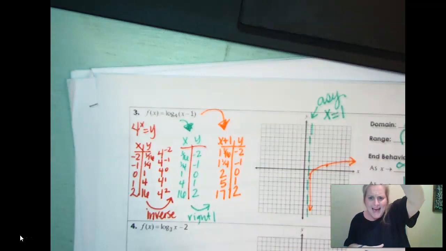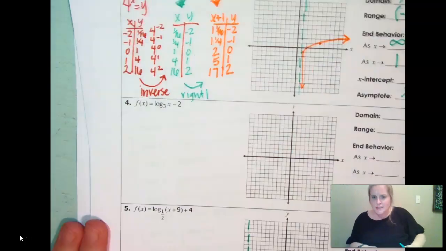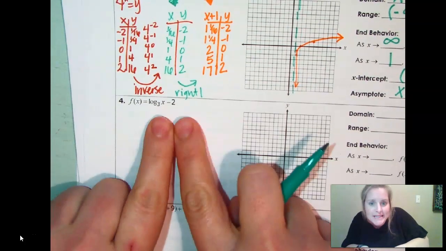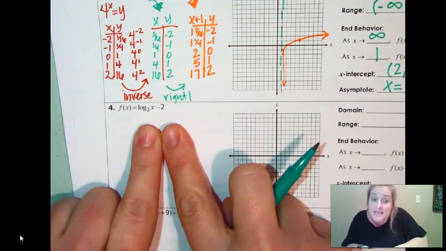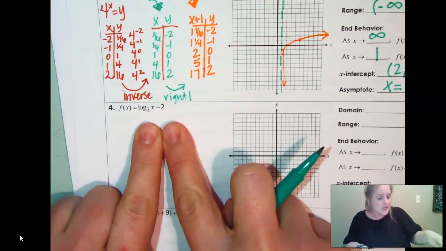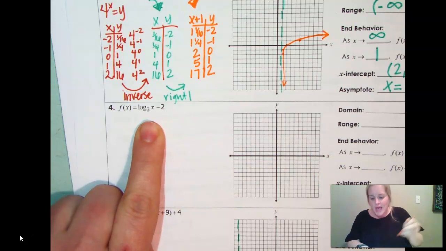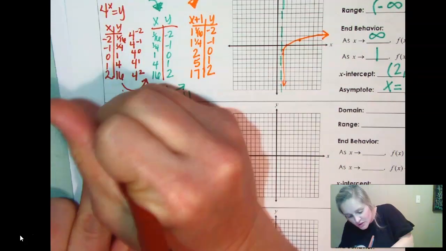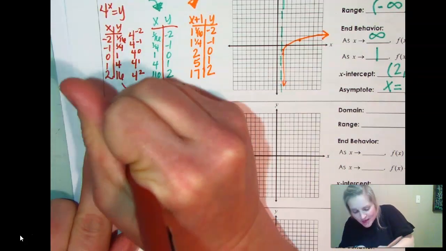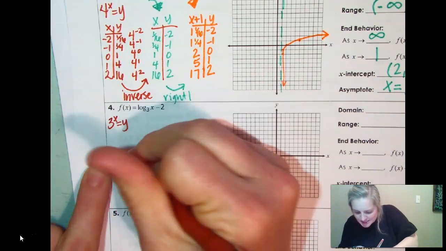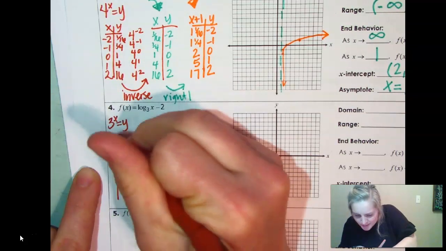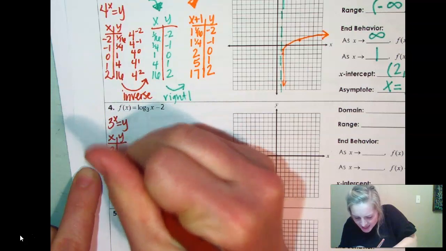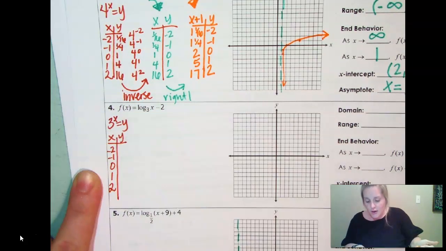Okay, back to number 4. So if we look at number 4, this one is again not in parentheses, which means it is a vertical shift. So it starts the same way. We start with our base, which is 3 to the x power equals y. This is exponential. This is not my logarithmic. It's just what I'm using to get a table. There you go. Then you plug it in.